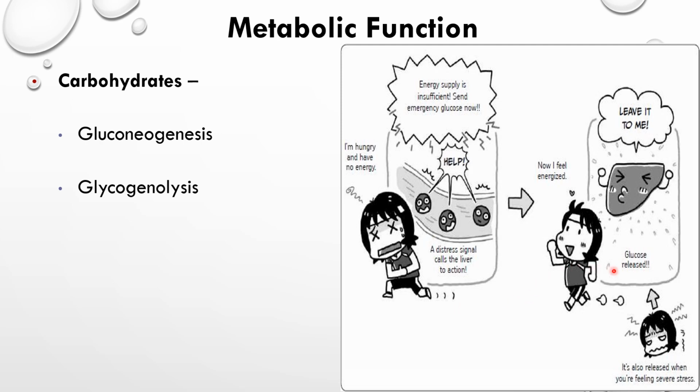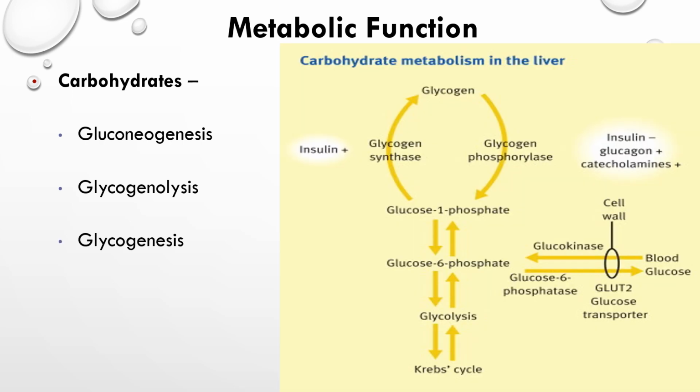So the liver is the first one that releases the energy at the first sight. Whenever we feel stress or hunger, immediately the glucose is released from the liver. So the liver is the first source of the glucose. It releases the glucose by means of gluconeogenesis and glycogenolysis, and also by glycogenesis.